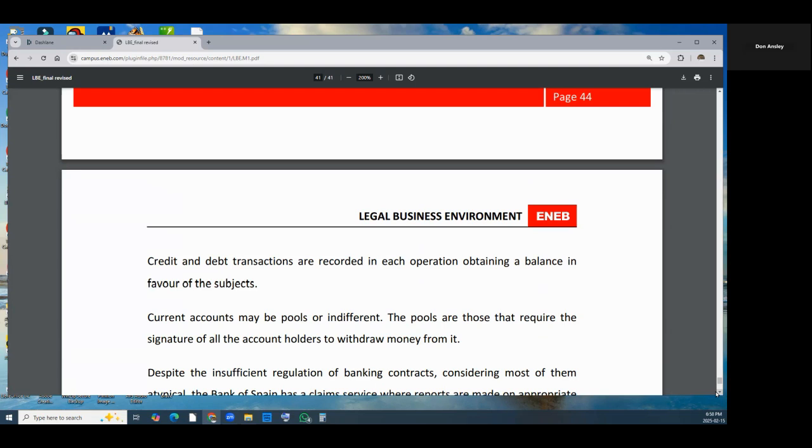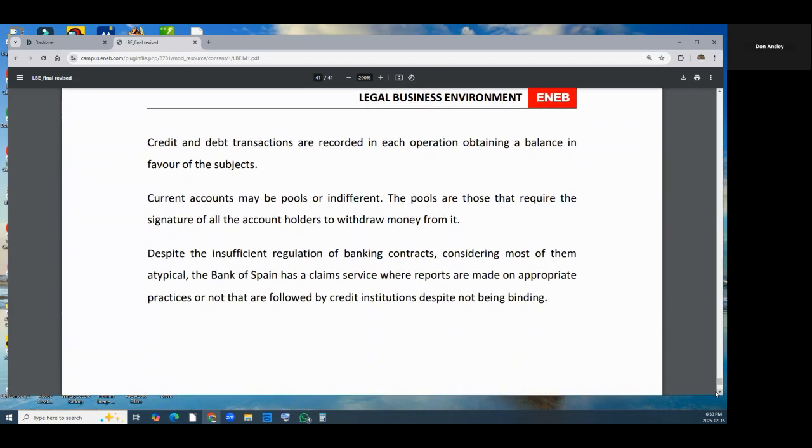Current accounts may be pools or indifferent. The pool are those that require the signature of all of the account holders to withdraw money. Despite the insufficient regulation of banking contracts, considering most of them atypical, the Bank of Spain has a claim service where reports are made on appropriate practices and those that are not followed by the credit institutions, despite not being binding.